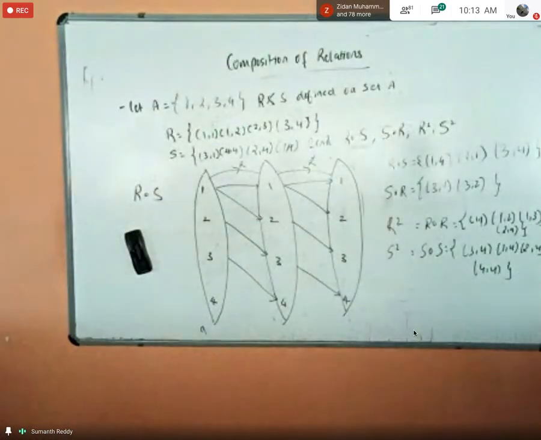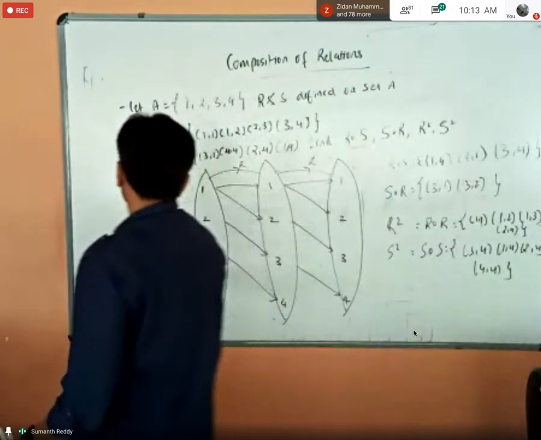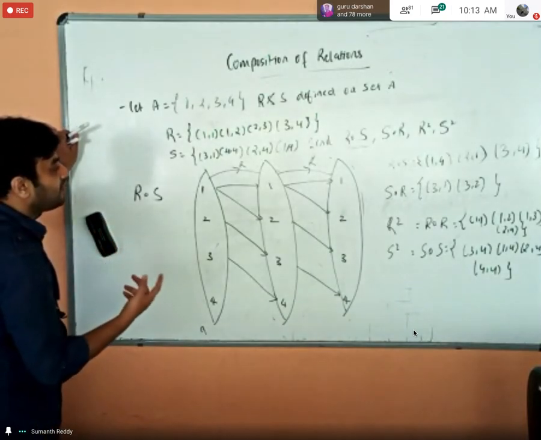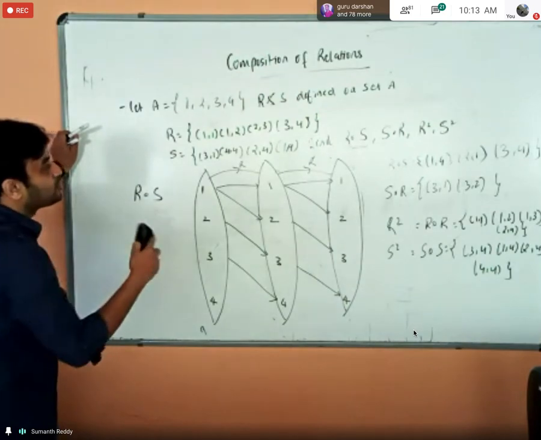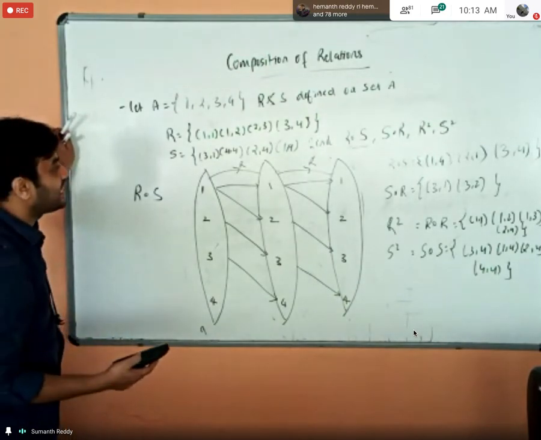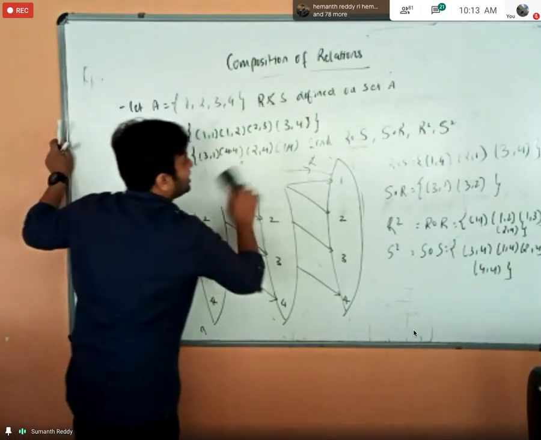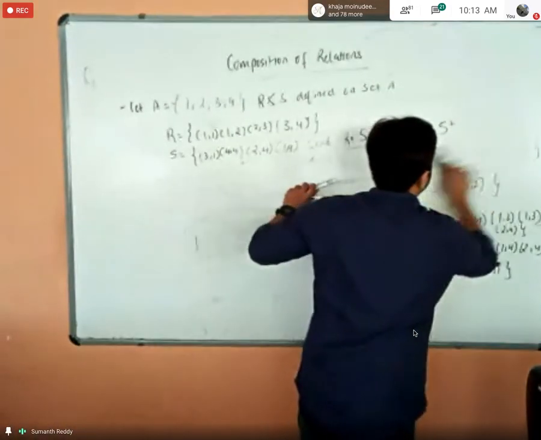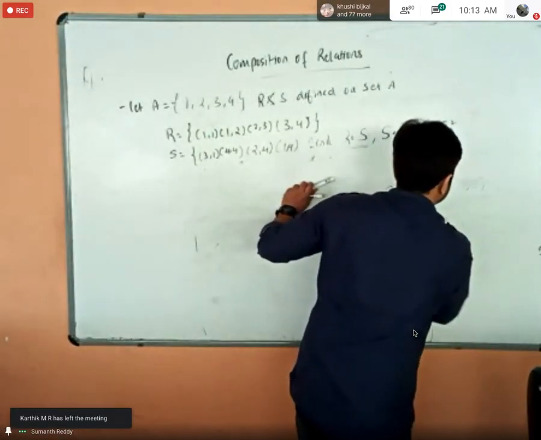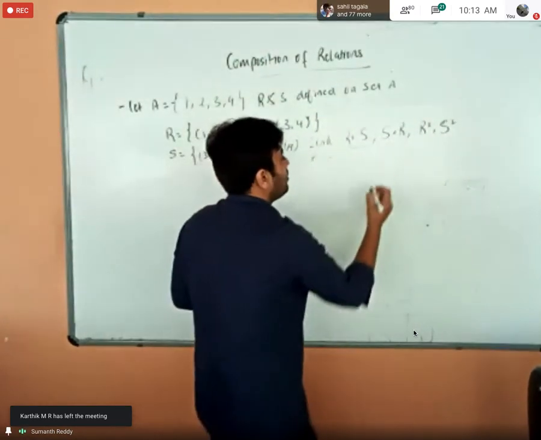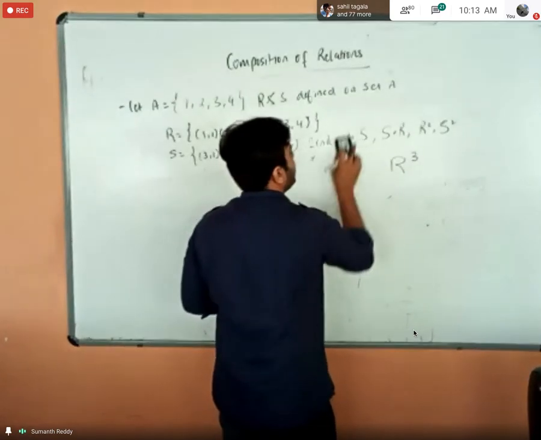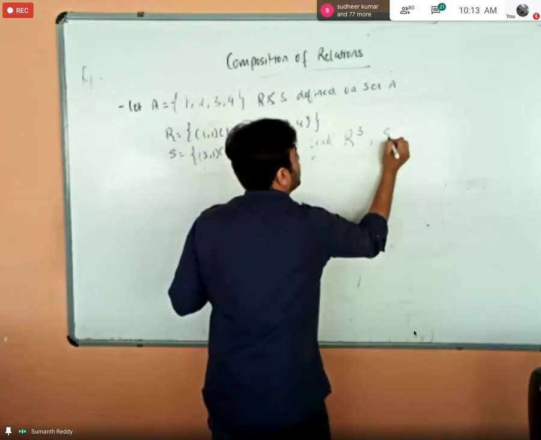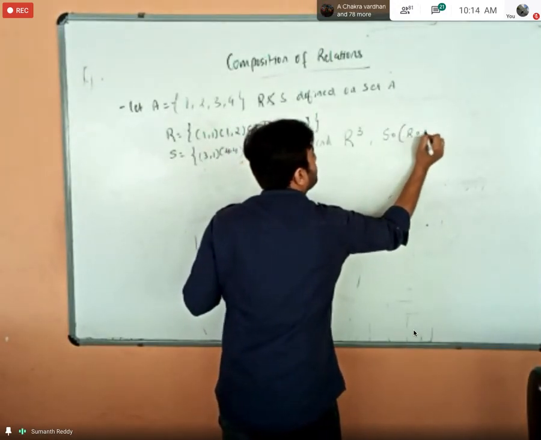So in the exam, they will directly ask like this: find R composition of S, S composition of R, R square, S square. Sometimes they will ask R composition of S and those kinds of questions. So let us try to solve one problem on that. Let the question be the same. For the same question, you have to find now what is R cube and what is S composition of R.